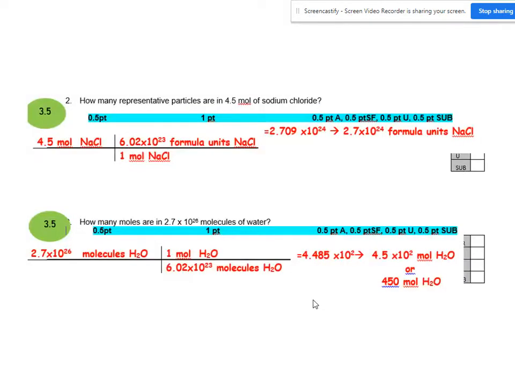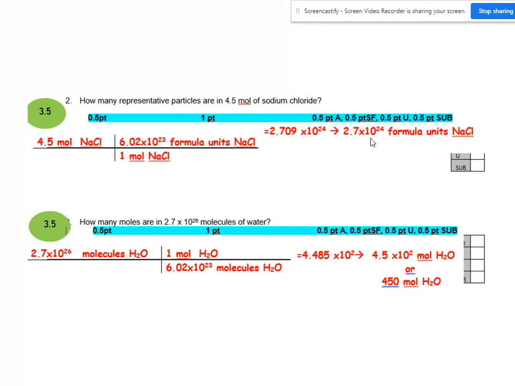Moving on to 2, you take 4.5 moles and it says how many representative particles? Okay, NaCl is sodium chloride. Sodium chloride is a formula unit, so you must have formula unit here. If you don't have formula unit here, it's minus a half. Avogadro's number is in the numerator. The answer is 2.7 times 10 to the 24th formula units of NaCl.